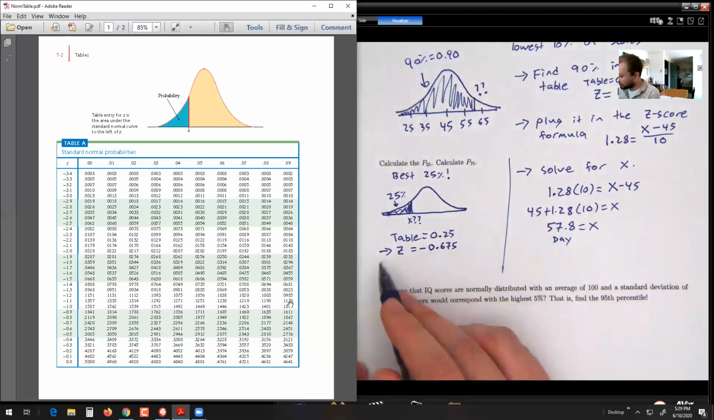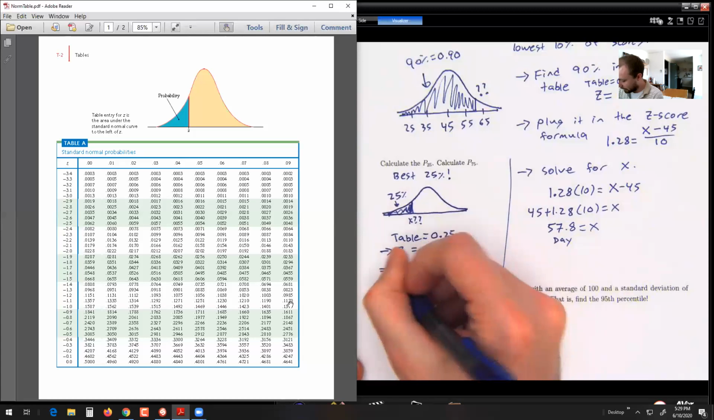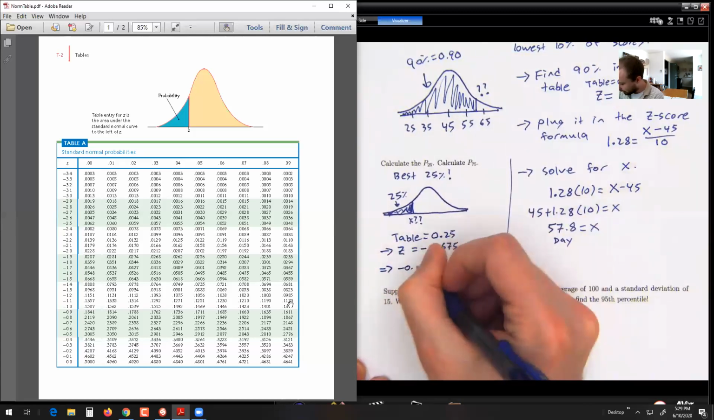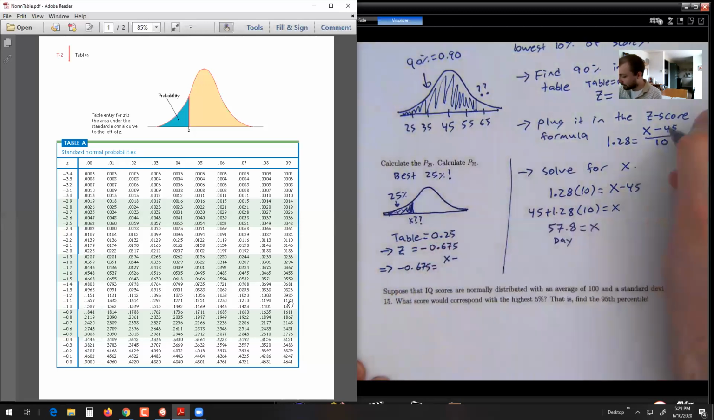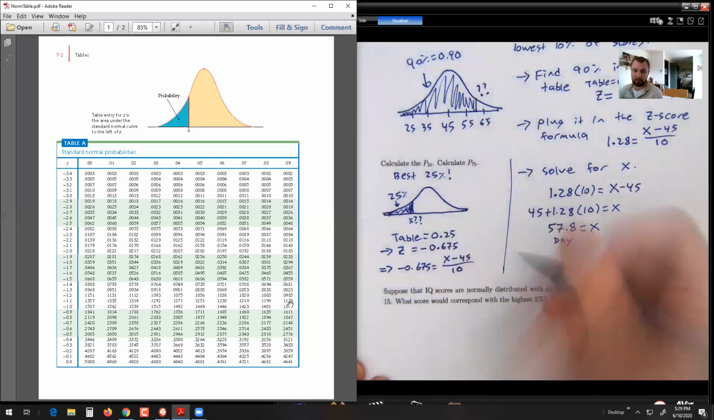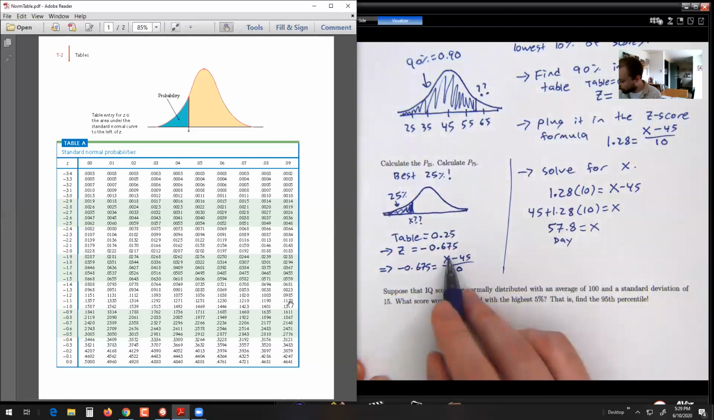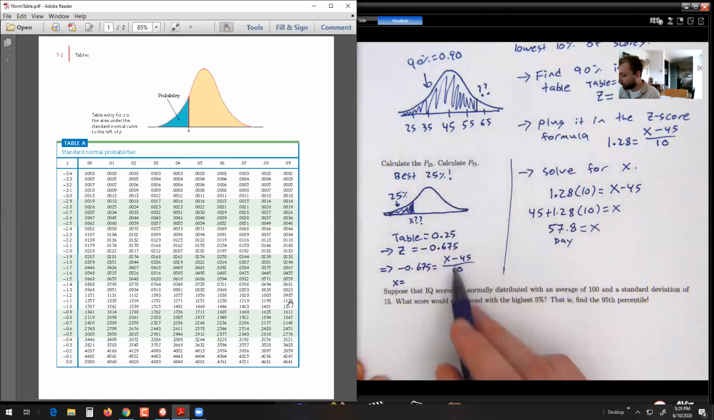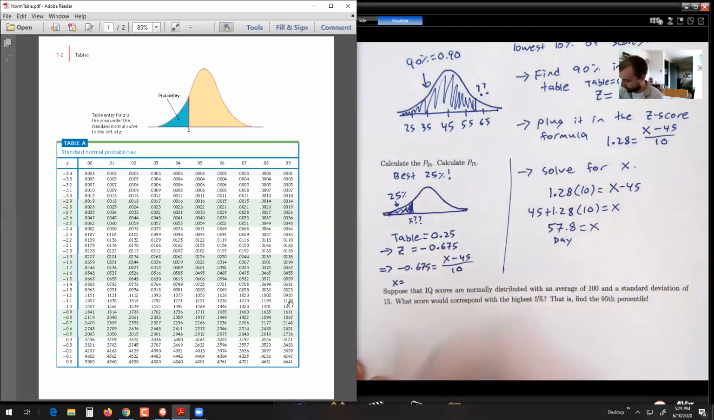Now that I have the z-score, I'm going to put it into the z-score formula. So this tells me that z is equal to my value minus the center divided by the standard deviation. As a final step, I'll solve for my x value. I'm going to do this all in one step this time. I'm going to multiply this 10 over, and I'm going to add the 45.